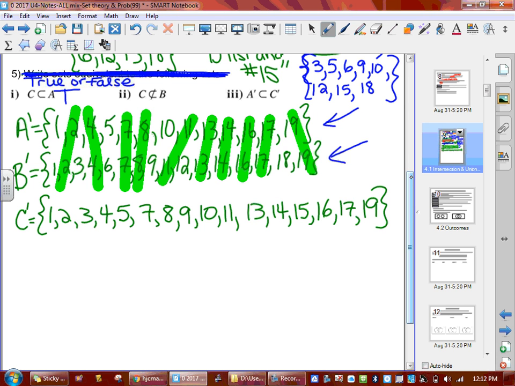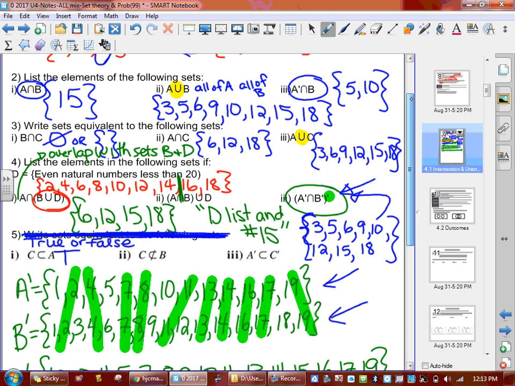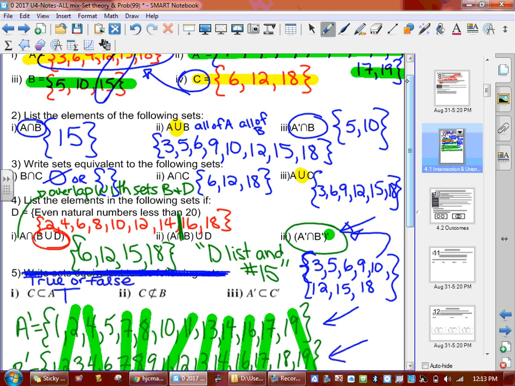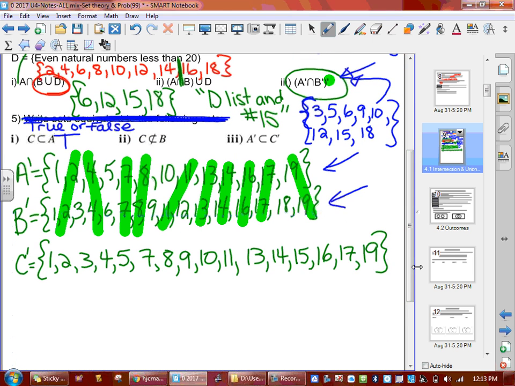Now, the next one says C is not a subset of B, meaning is set C not inside set B? Well, let's give a check. Is set C completely different from set B? Yes, it's completely different, and it's not inside that set. So we would say that's true, because it's saying it's not a subset. So that is true, they are not subsets of each other.